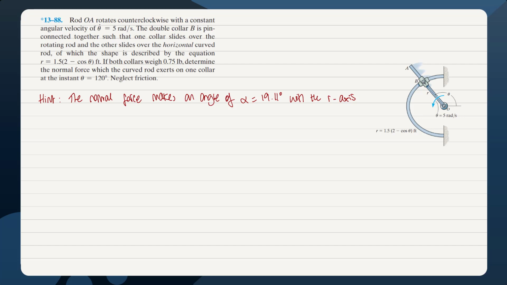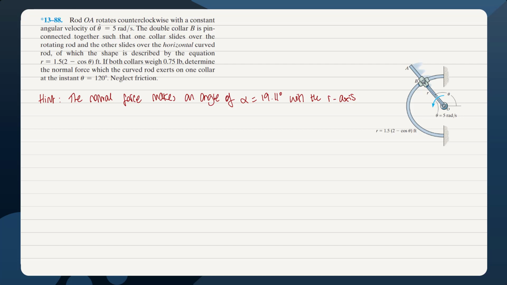The double collar B is pin connected together such that one collar slides over the rotating rod and the other slides over the horizontal curved rod, of which the shape is described by the equation r equals 1.5 times (2 minus cosine theta).